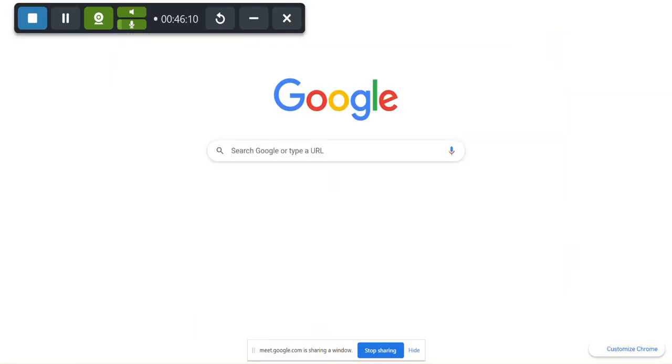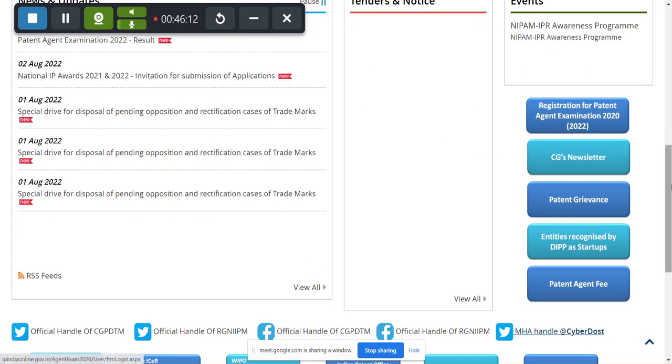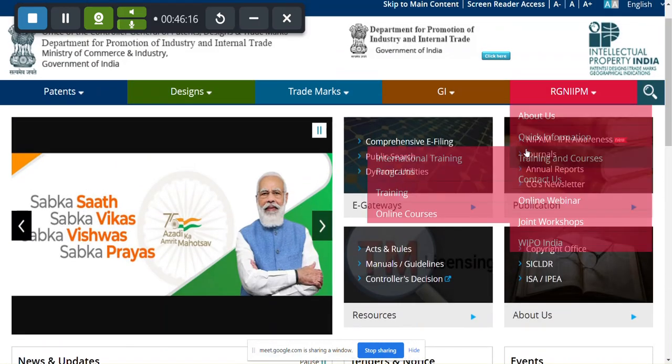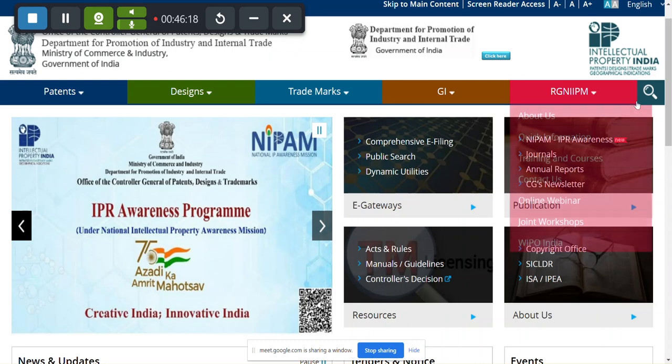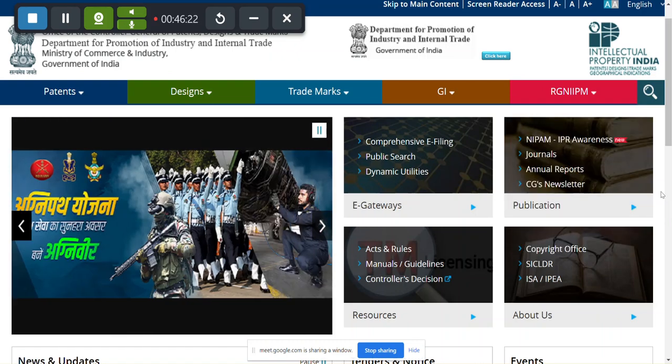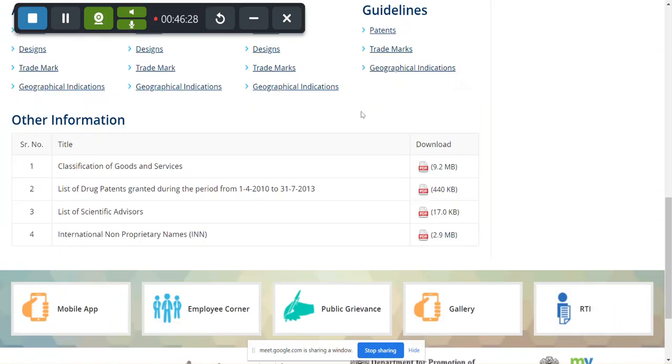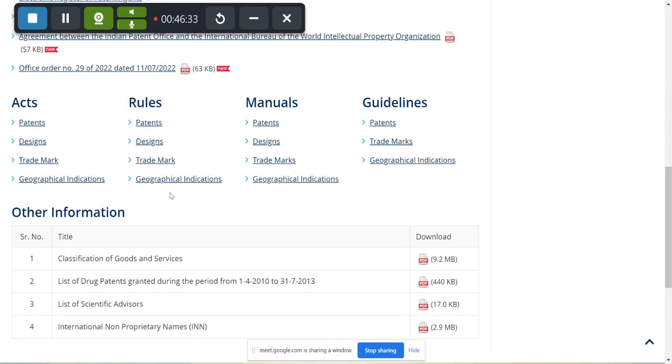So I will show you 2 things. One, from where you will get all the forms. As of now, you want only Form 22, but when you start working in this field, you will need multiple forms for patent filing or design filing. So for that, you have to click over here on the Act and the Rules. In that also, you have to go to.